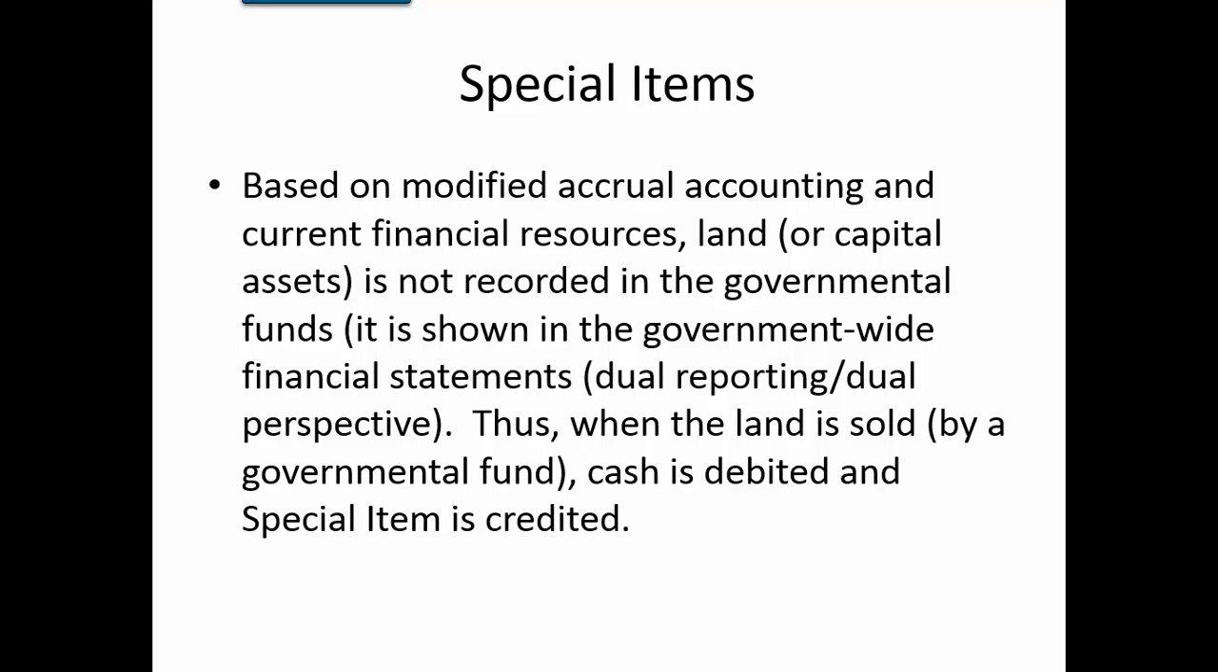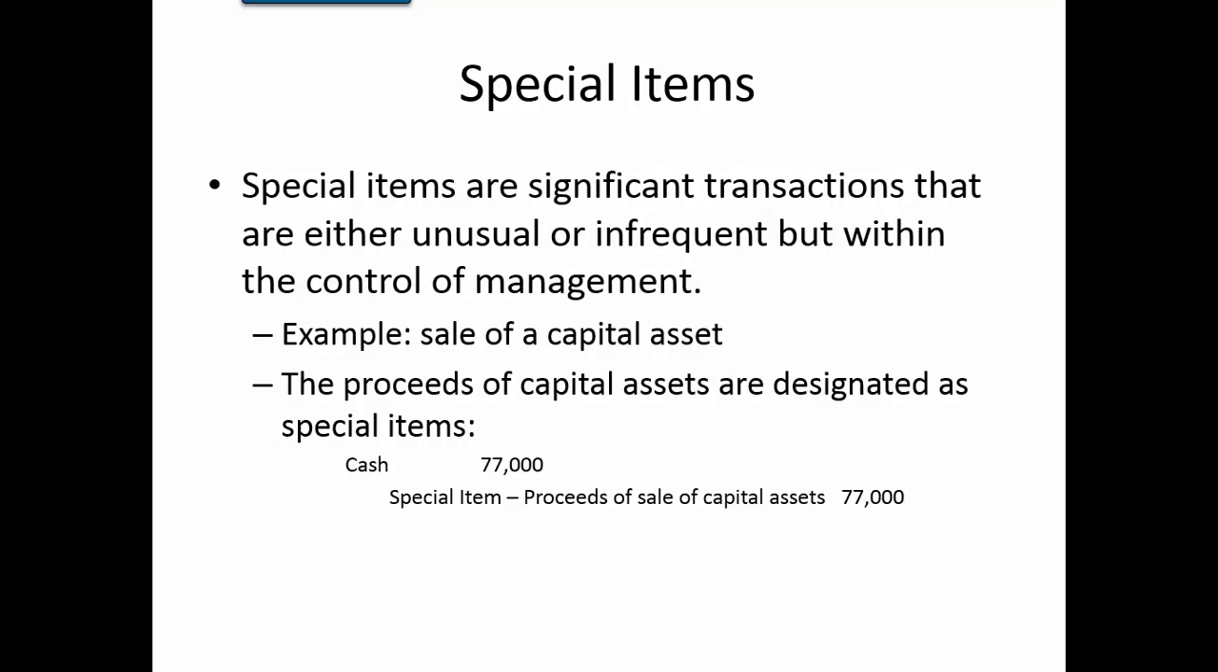Special items. Based on modified accrual accounting and current financial resources, land or capital assets is not recorded in the governmental funds. It is shown in the government-wide financial statements, the dual reporting, dual perspective. Thus, when the land is sold by a governmental fund, cash is debited and special item is credited. Special items are significant transactions that are either unusual or infrequent, but within the control of management.